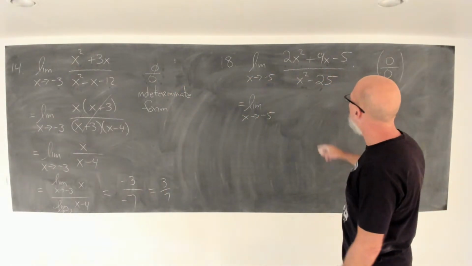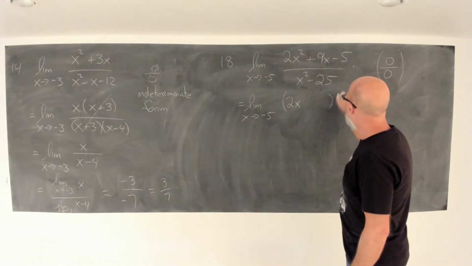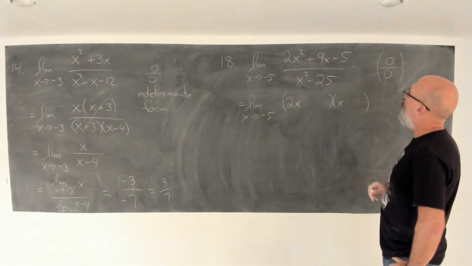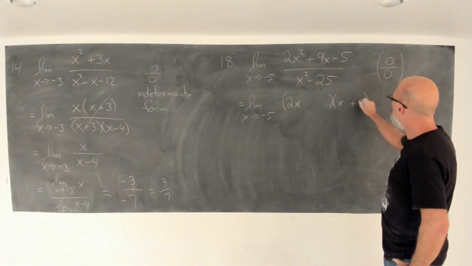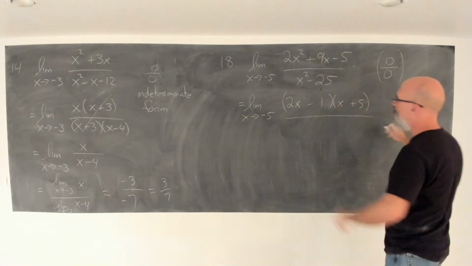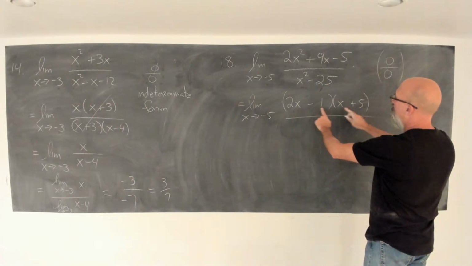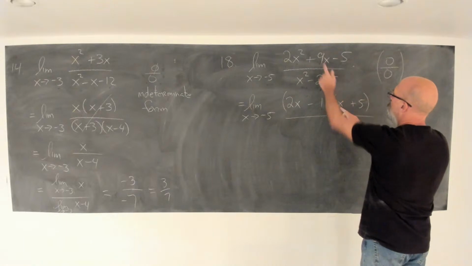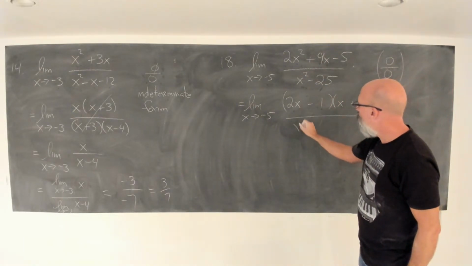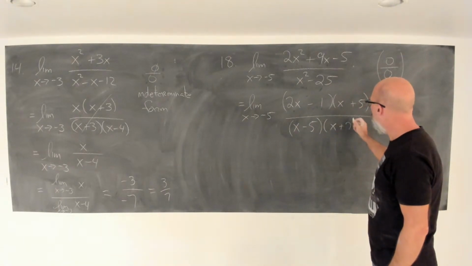How does the numerator factor? 2x and x. What do we want? Plus 5, minus 1. Sounds about right. 2x squared plus 10x minus 1x. That gives you the plus 9 and minus 5. And then the denominator, of course, is x minus 5, x plus 5.